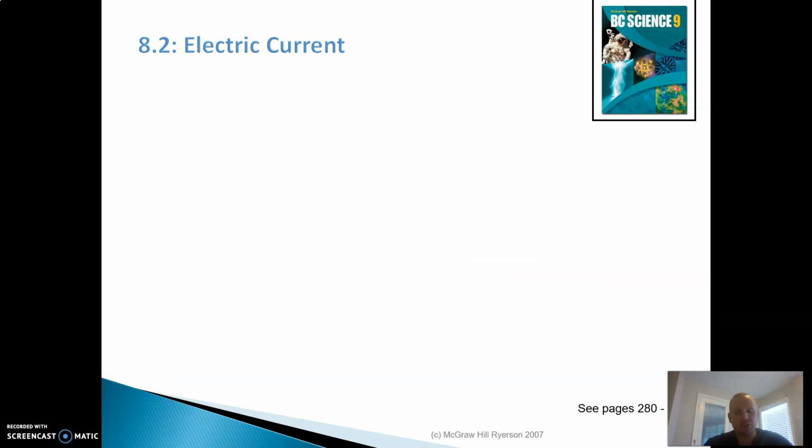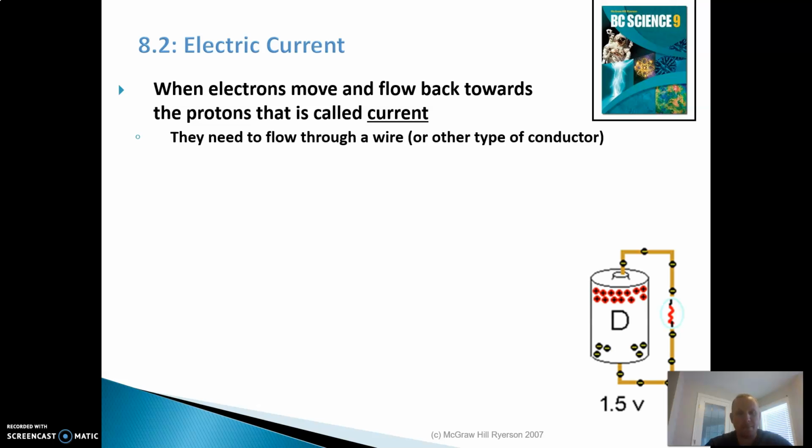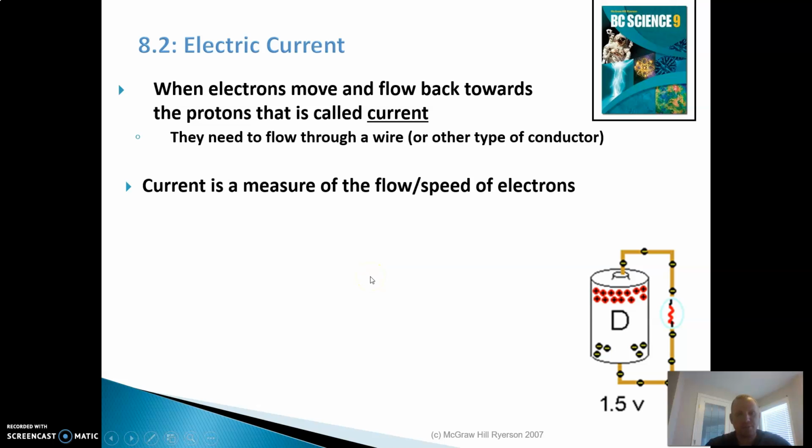The next part of electricity we're going to go over is electric current. So when the electrons are moving, that's electric current. And they need to flow through a wire or some other type of conductor. So in this simple diagram here, there's a battery, and the negative end is connected to the positive end through a wire. And you notice it goes through something else. We'll talk about that next.